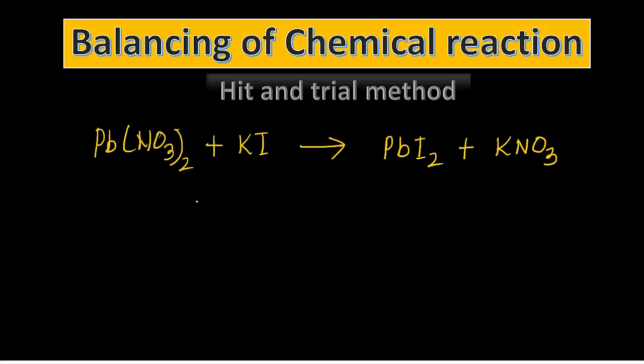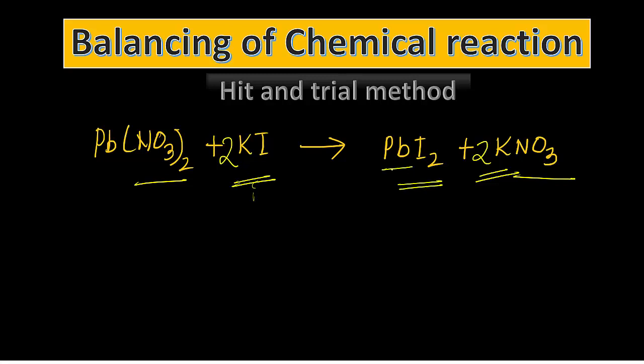See, this is also very important and easy also. Nitrate ion, how many? 2. Here also only 1. So place 2 before that. What is the number of potassium ion? This is 2. So just place 2 before that. Now, what is the number of iodine? Iodine, 2 iodine. And the product, this is also 2 iodine.